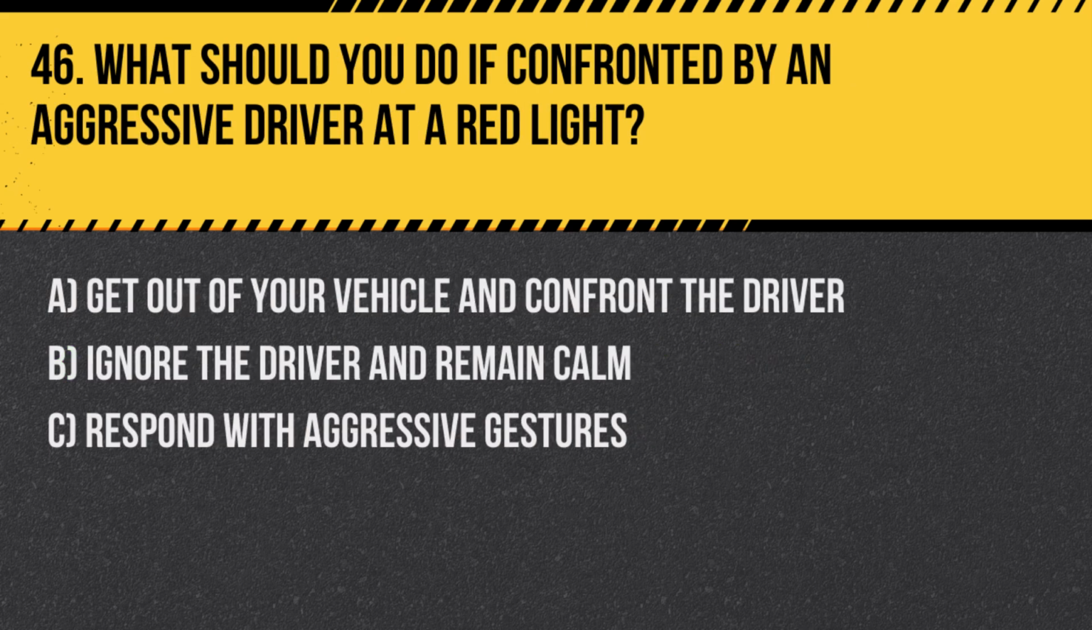Question 46. What should you do if confronted by an aggressive driver at a red light? A. Get out of your vehicle and confront the driver. B. Ignore the driver and remain calm. C. Respond with aggressive gestures. Answer: B. Ignore the driver and remain calm. Engaging with an aggressive driver can escalate the situation and is best avoided.